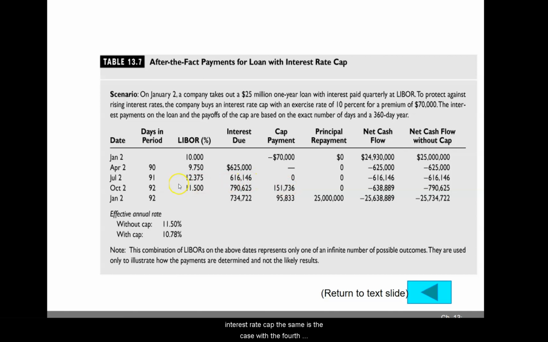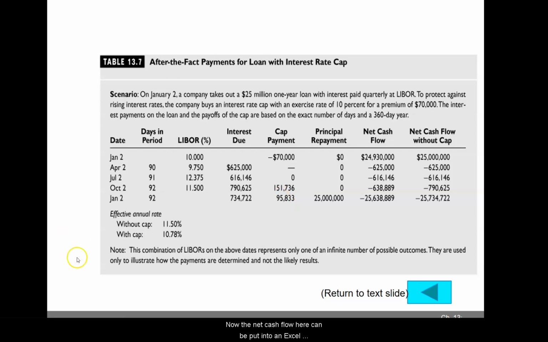The same is the case with the fourth quarter payment, where we make an interest payment of 734,722 based on the interest rate prevailing at the beginning of the fourth quarter, or in other words at the end of the third quarter, multiplied by 25 million into 90 divided by 360, and then adjusting it with the gain on the third interest rate cap.